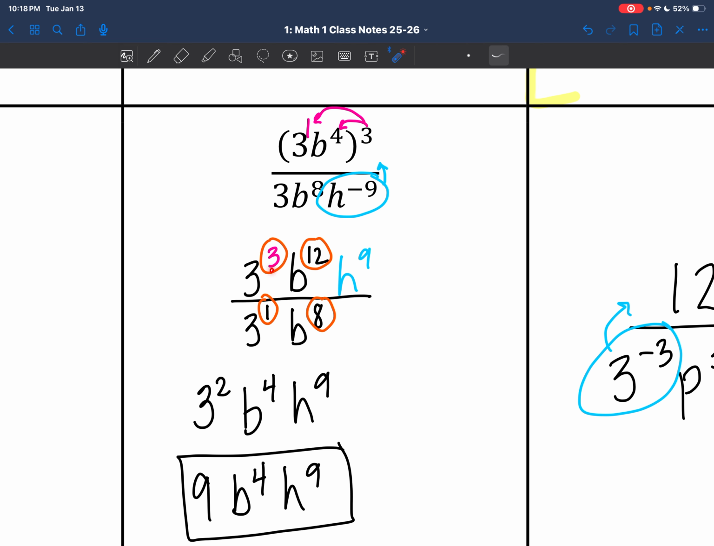So I've got 3 3s here, I've got 1 3 here. So the difference is 2, so you're subtracting. And then I've got 12 b's here and 8 b's here, so you're subtracting, which gives you 4. And there's more left over in the numerator, so that makes sense.